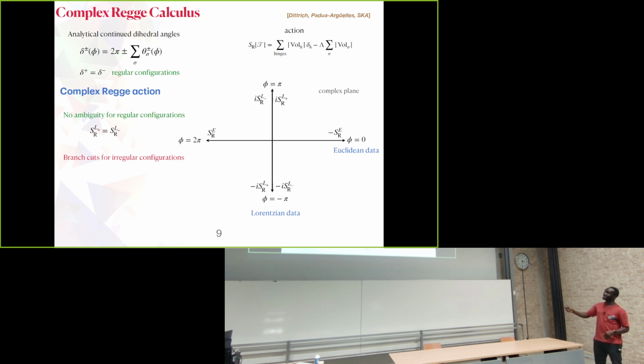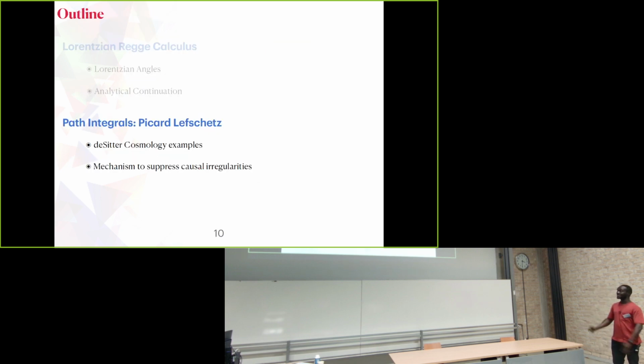But you see already the plus and minus signs show up here. So on this imaginary axis, what you find is there are branch cuts if my configurations are irregular, which means the light cone structures don't match. So every time there's a branch cut, it will be on this line. But for regular configurations, these two terms are equal, so there's no ambiguity in defining what the Lorentzian Regge calculus is. So this is all nice.